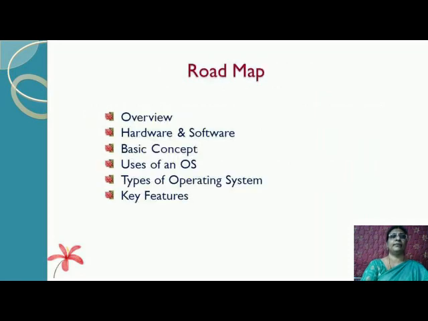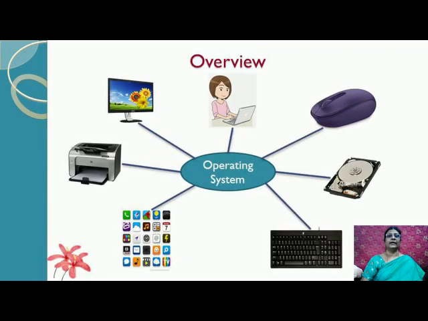It starts with an overview of an operating system, followed by hardware and software, then basic concepts, uses of an operating system, types of operating systems, and finally key features. Coming to the overview of an operating system, this is the first software which gets loaded into the computer memory and makes the computer operational. It controls hardware components such as mouse, hard disk, keyboard, printer and display unit, etc. It also controls all the software which is installed in the system.